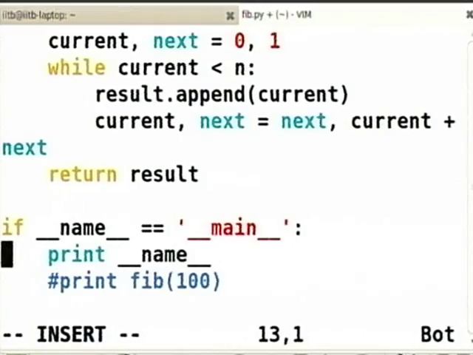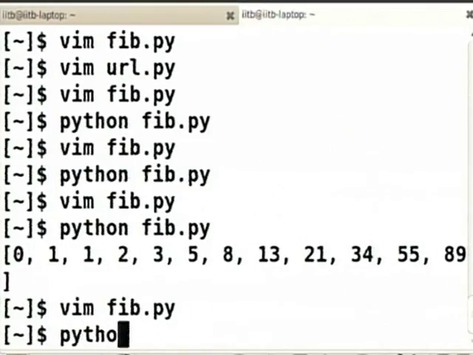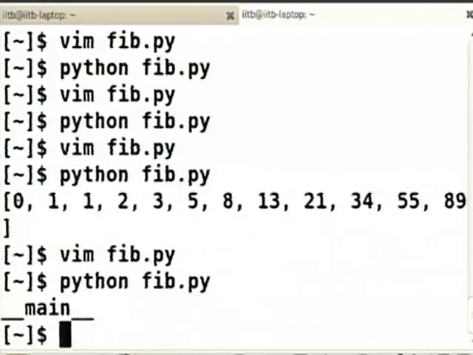So, let us run this program, python fib.py. What did it print? It printed main.